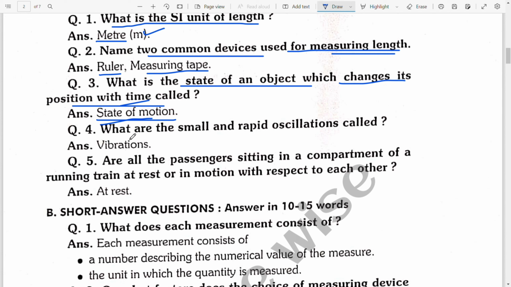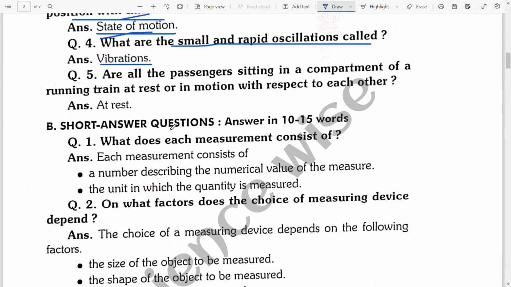क्वेश्चन नंबर 4. व्हाट आर द स्मॉल एंड रैपिड ऑसिलेशंस कॉल्ड? स्मॉल एंड रैपिड ऑसिलेशंस, they are vibrations. Question number 5. Are all the passengers sitting in a compartment of a running train at rest or in motion with respect to each other? They are said to be in rest.